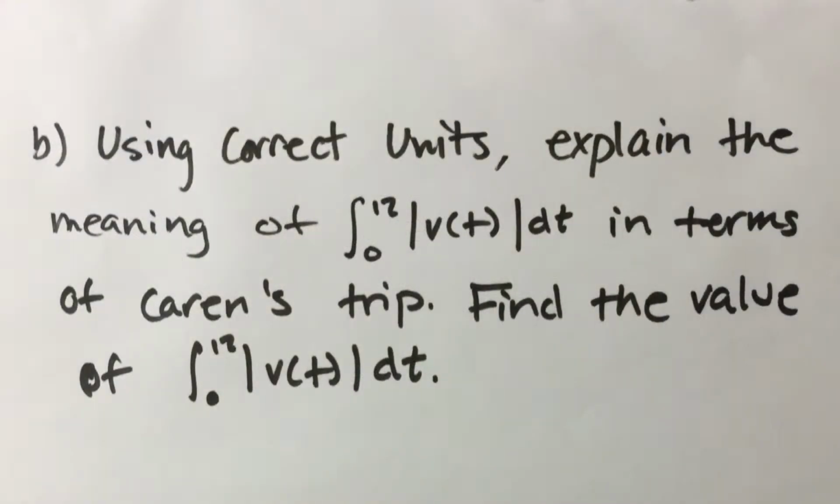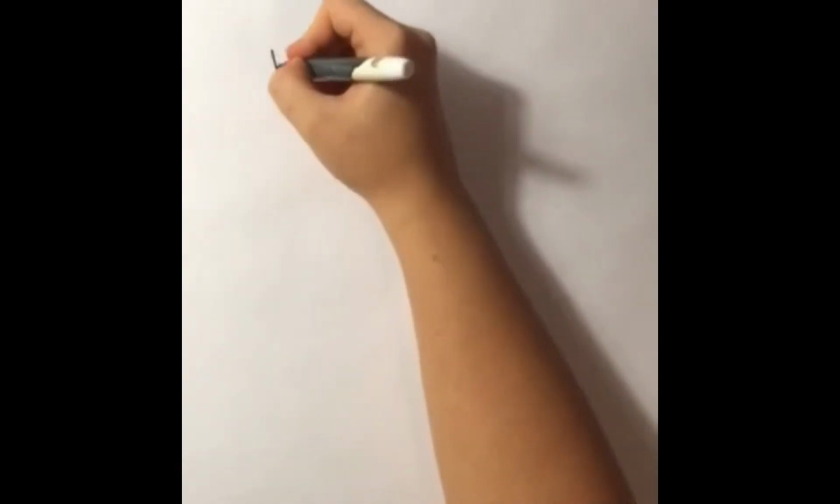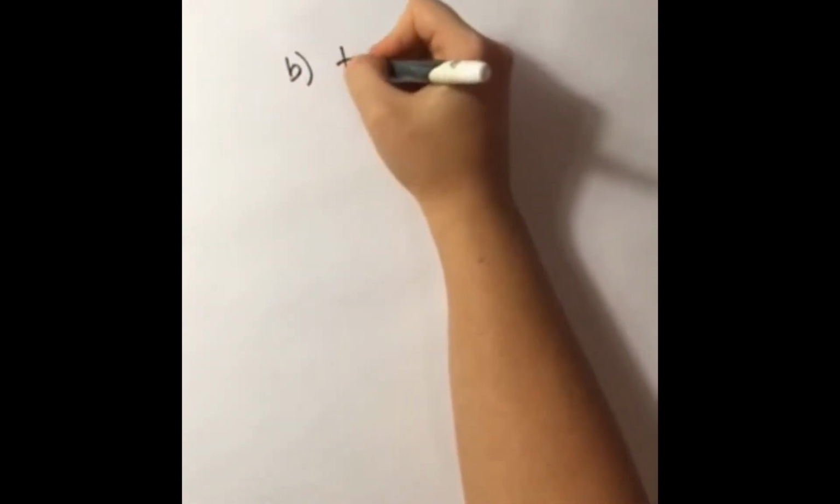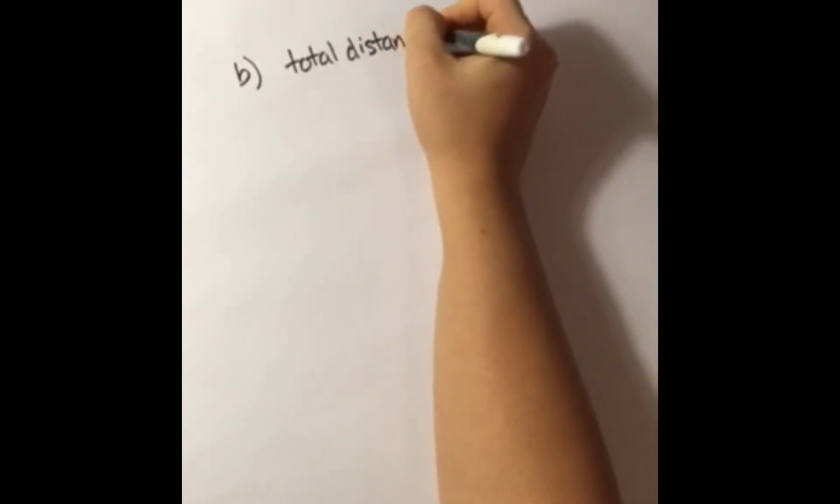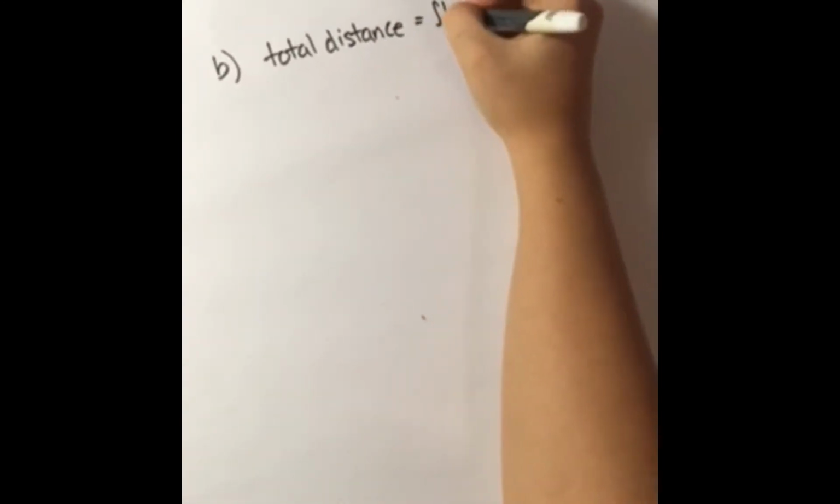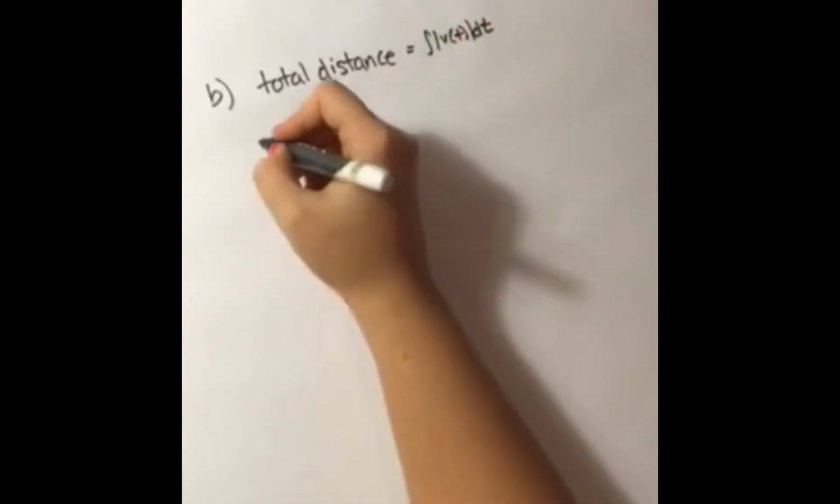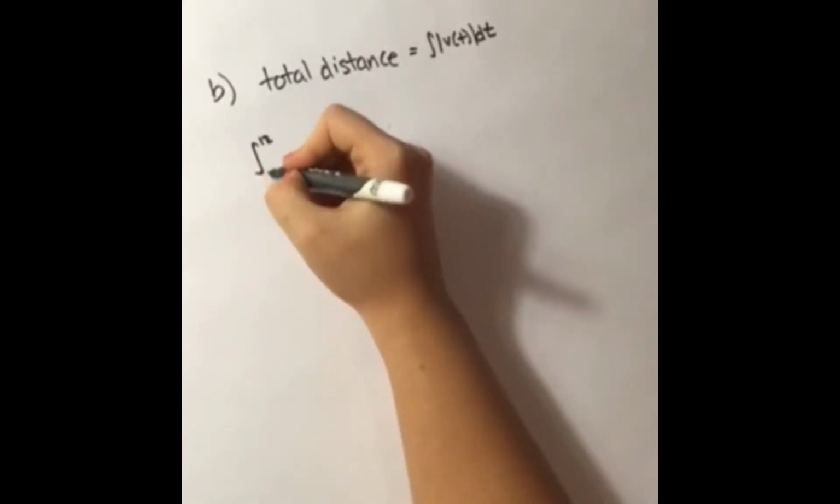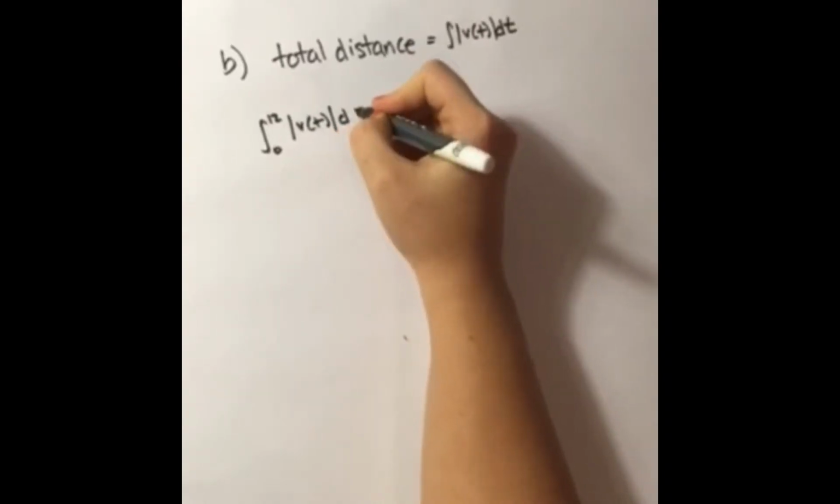Using correct units, explain the meaning of the integral of the absolute value of v of t from 0 to 12 in terms of Karen's trip. Find the value of the integral of the absolute value of v of t from 0 to 12. So in part B, we're trying to solve for the total distance Karen traveled in miles from the time frame of 0 minutes to 12 minutes. We can solve for the total distance by finding the integral of the absolute value of v of t from 0 to 12. In this case, we're not given a written v of t, so we have to use the graph to find the distances.